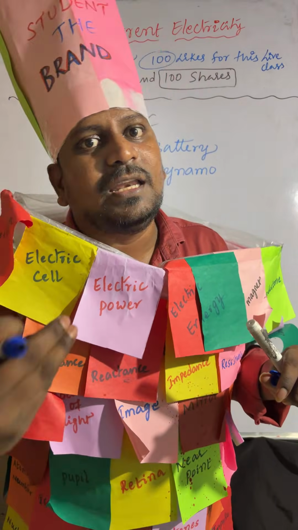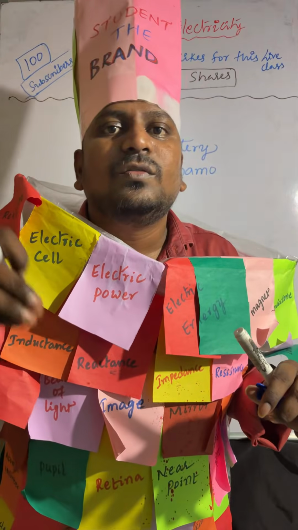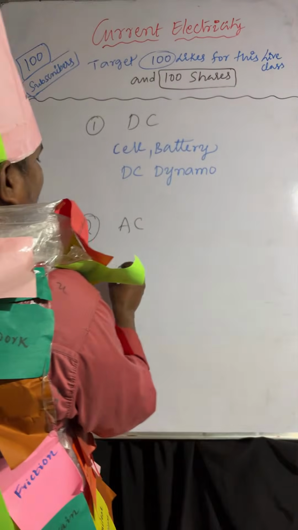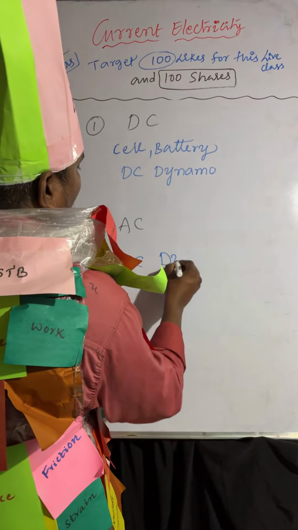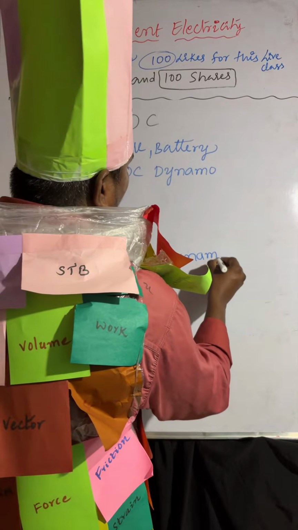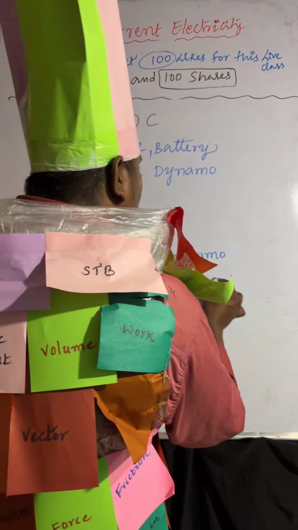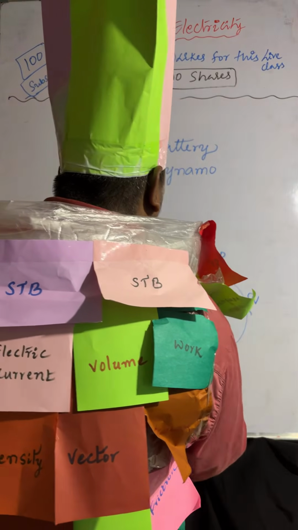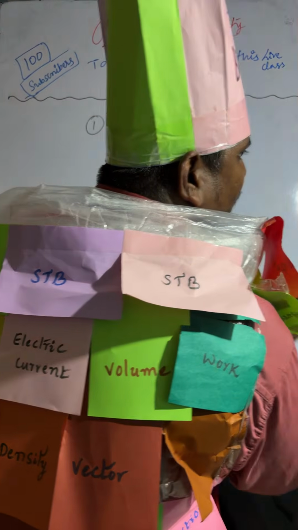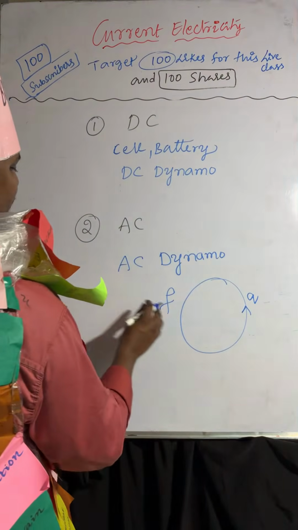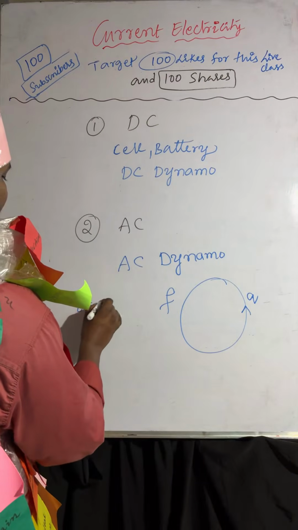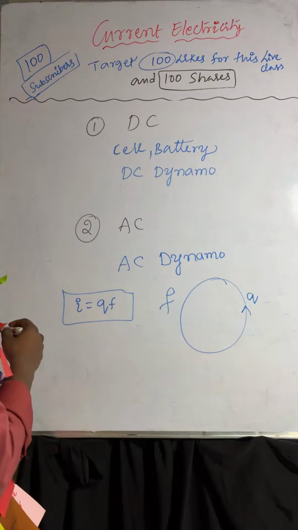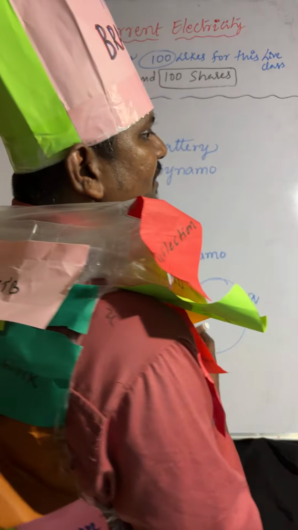Both magnitude and direction change with respect to time. Understood or not? Example, AC dynamo. And one more: if a charge is moving in a circular path with frequency f, current can be written as q into f, q into f. Understood or not?